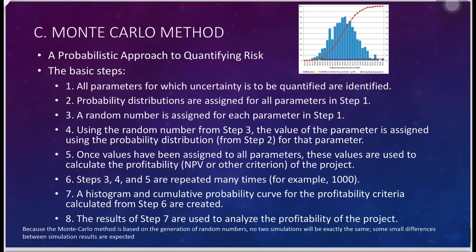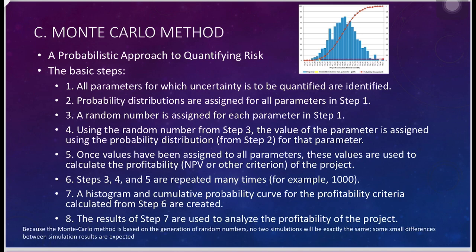Next we have the Monte Carlo method. It is a probabilistic approach to quantifying risk. So these are the basic steps. First, all parameters for which uncertainty is to be quantified are identified. So what parameters? You have the cost of manufacturing, the revenue, and the fixed capital investment. Second, probability distributions are assigned for all parameters in step 1.